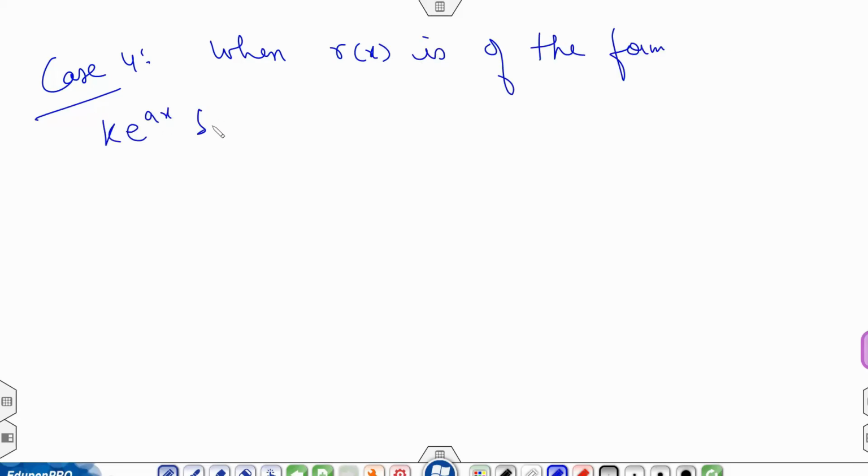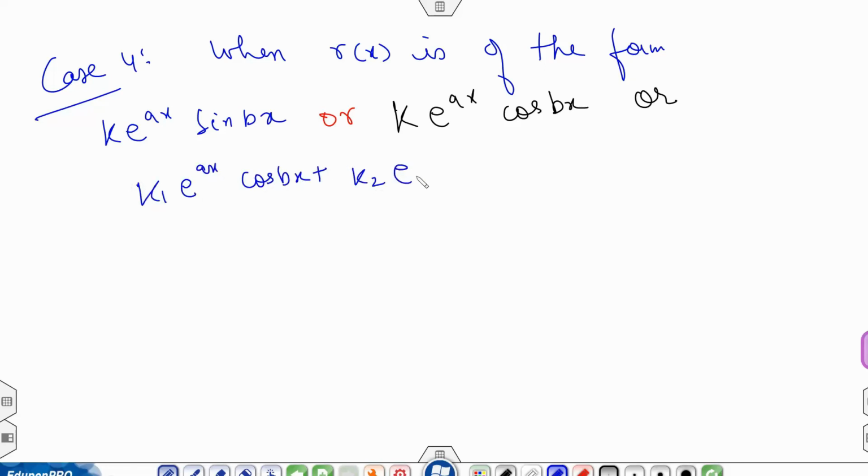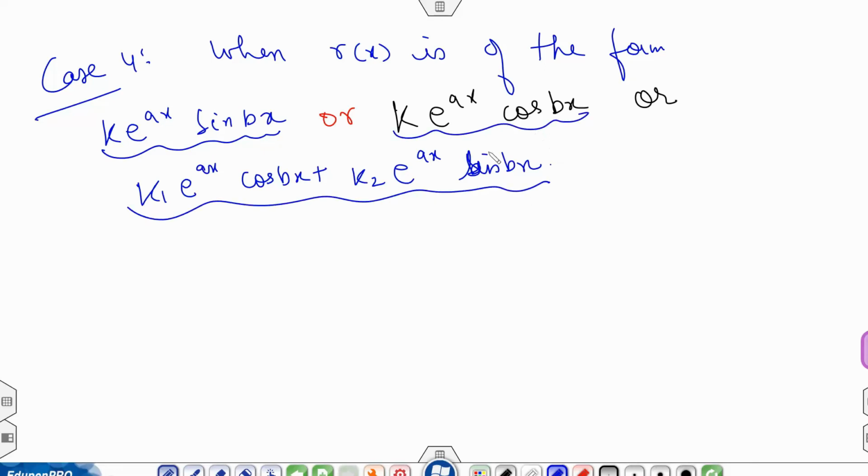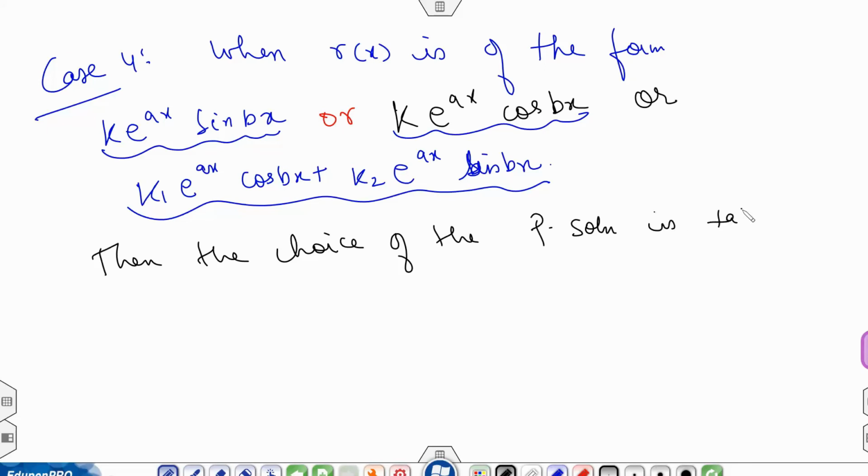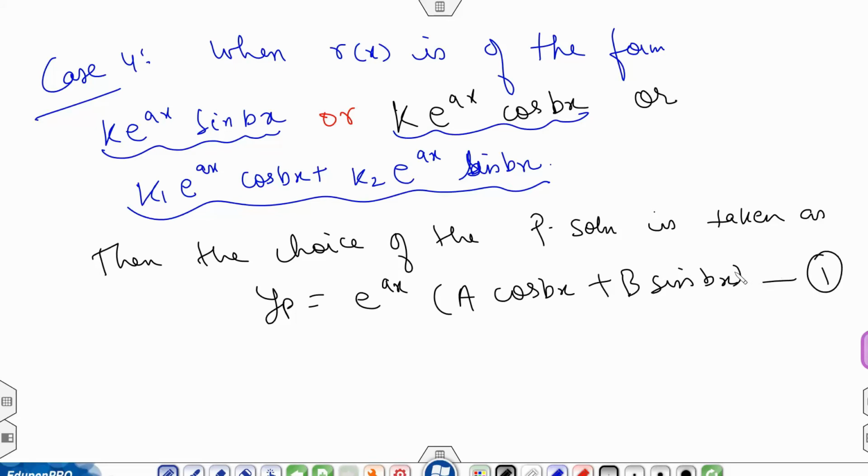So I'll write down case 4: when R(x) is of the form k e^(ax) sin bx, or k e^(ax) cos bx, or k1 e^(ax) cos bx plus k2 e^(ax) sin bx. Okay, so if you have either this form or this form, then the choice of the particular solution is taken as yp equal to e^(ax)(a cos bx plus b sin bx), right? I'll call this equation number 1.